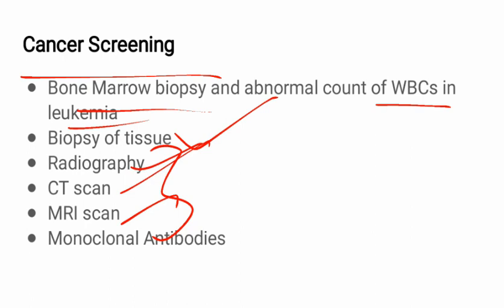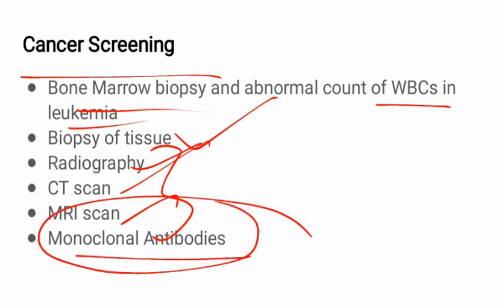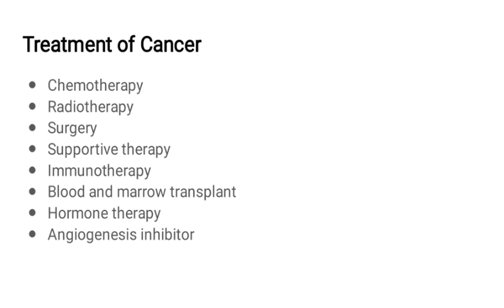Monoclonal antibodies, when coupled to appropriate radioisotopes, can detect cancer-specific antigens, thereby helping in detecting cancer. Next we will see about the treatment of cancer. First comes chemotherapy. As the name suggests, chemicals are used to treat cancer. Anti-cancer drugs are used to treat cancer.